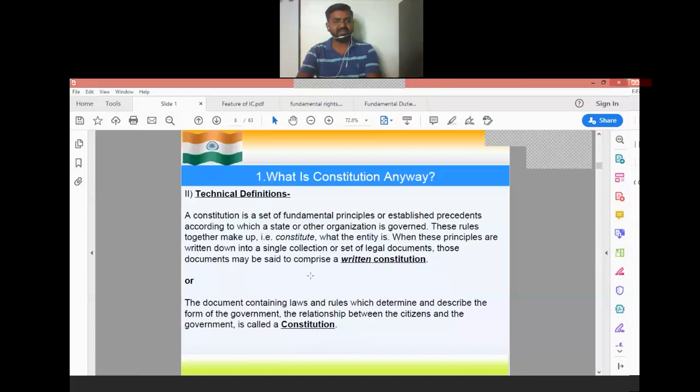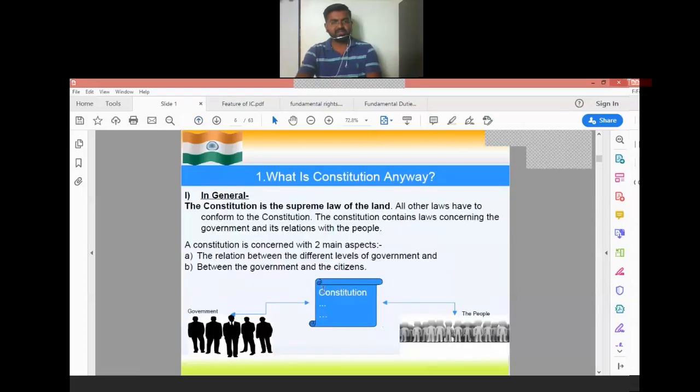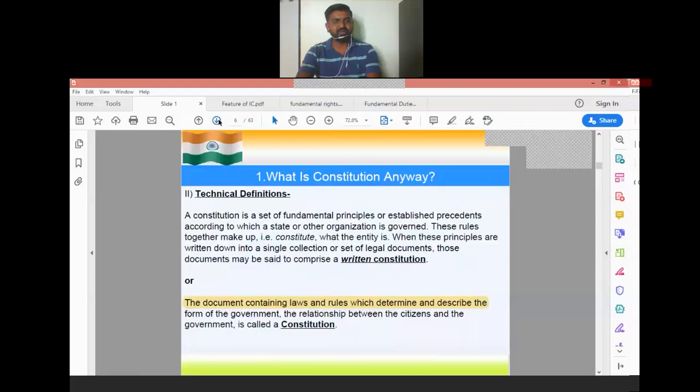Another technical definition of the Indian constitution: the document contains law and rules which determine and define the forms of government, the relationship between the citizen and the government. This is called the constitution. Okay, in this PPT you can see the relationship between the government and the people. I repeat again, the document contains law, rules and regulations, code of conduct which determine and define the forms of government, that is the relationship between the citizen and the government. That's called the constitution.